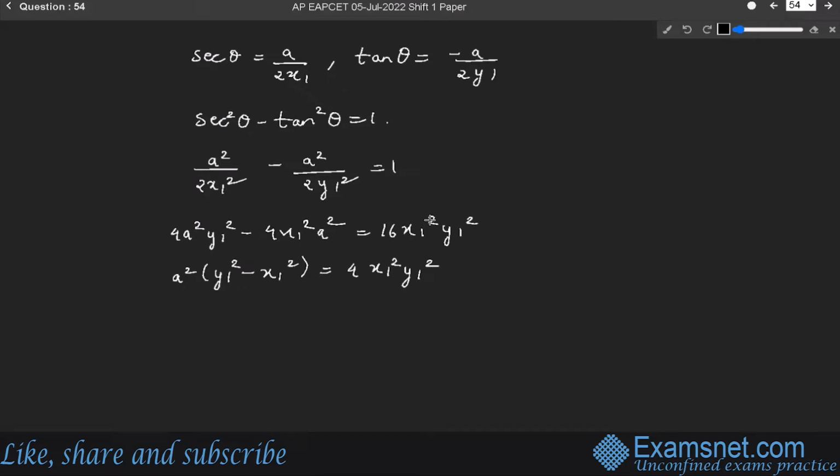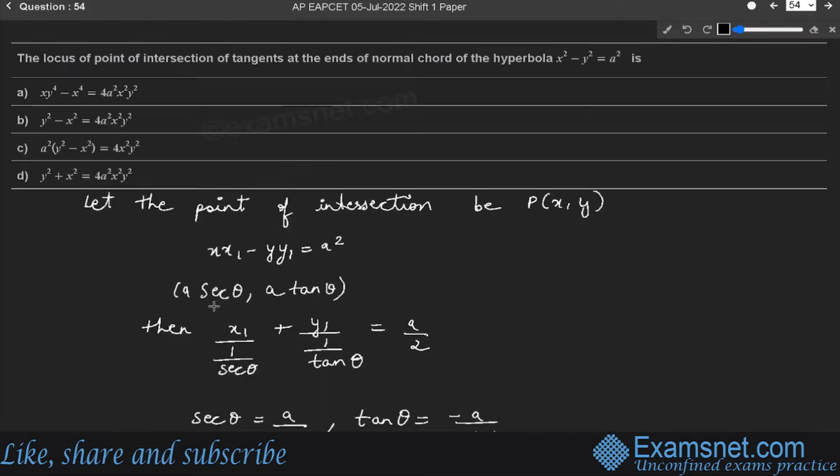Therefore, we get the equation a square into y square minus x square is equal to 4x square y square. We have replaced x1 and y1 as x comma y. So the equation becomes a square into y square minus x square is equal to 4 into x square y square. Therefore, option number C is the correct option here.